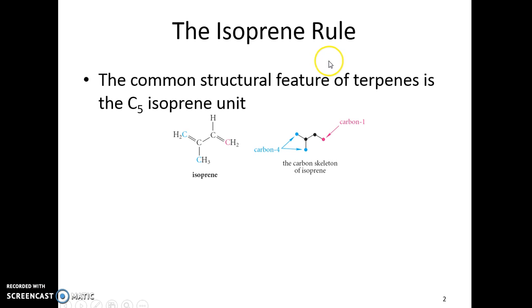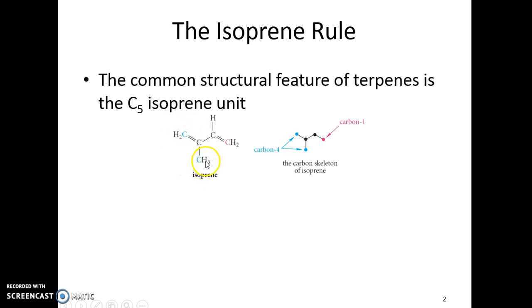Terpenes are made up of isoprene units. This is isoprene right here, a 5-carbon molecule. And the thing that we are concerned about is that it's attached in this structure. It doesn't matter about the functional groups. All you have to have for an isoprene unit in a terpene is 2 carbons attached together like this, and then 2 attached like that.